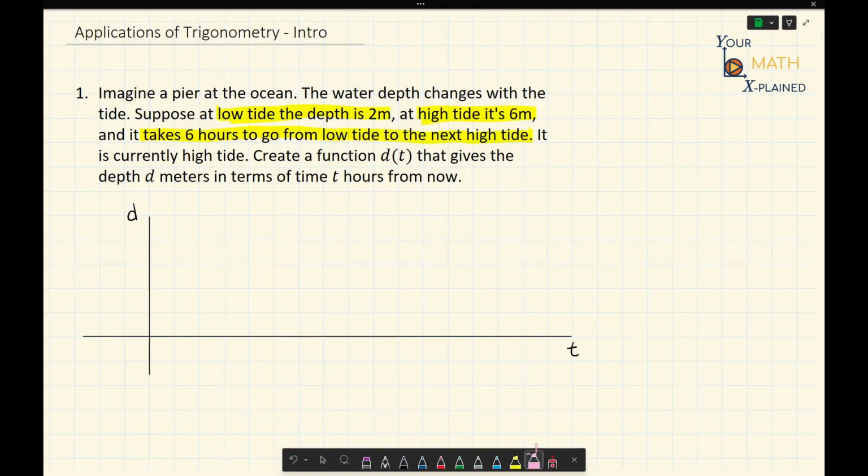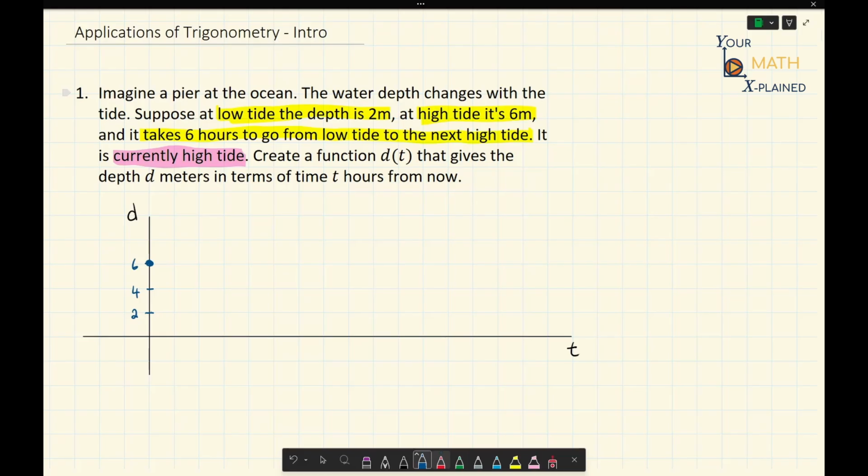So there's another piece of information that I haven't highlighted earlier, which is that it is currently high tide. So this tells us our starting point. When we say currently, we mean right now at time 0. And we know that high tide is 6 meters. So we're going to say that 6 is over here. So this will be 2, 4, 6. And currently it is high tide, which means we have a depth of 6 meters right now.